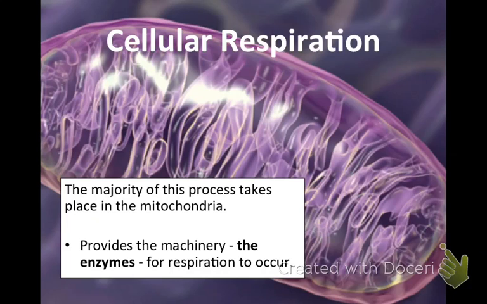Right, and so another important thing about cellular respiration, we've talked about mitochondria being the powerhouses of the cell, providing the energy. And this is because cellular respiration is going to take place in the mitochondria. They contain the machinery. And so when I say machinery, they contain the enzymes for respiration to occur.